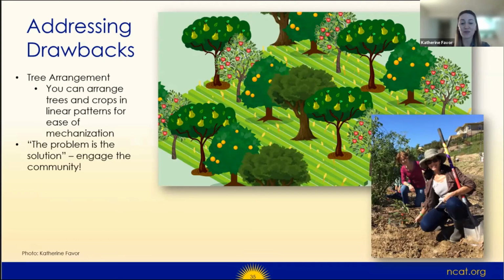Or if you do have a wild type of system that looks like those food forests that we were talking about, again, you can engage your community. In permaculture, we have a phrase, the problem is the solution. In this case, our problem is that we need many hands to help us manage a diversified system. And the solution is to engage those many hands and get them out there on the farm and help them learn where their food comes from and laugh together and have a good time.